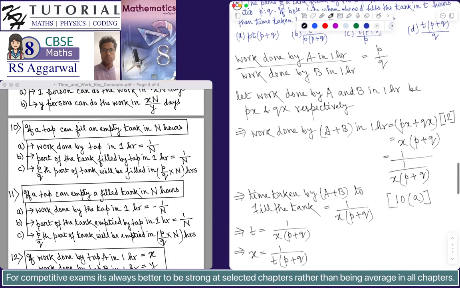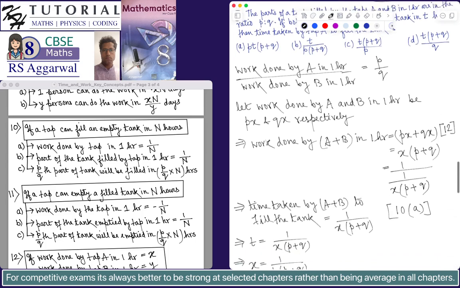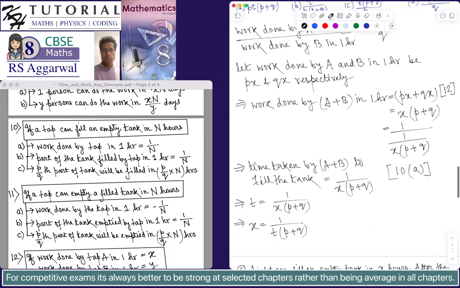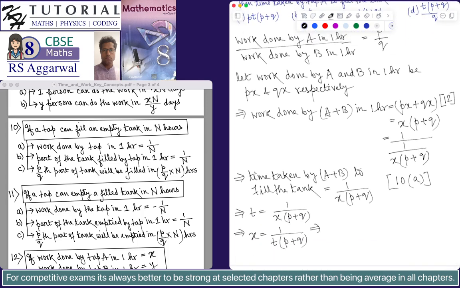Then the question is asking the time taken by tap A to fill the tank. So from the value of x we can say that the work done by A, that is tap A, in 1 hour, we have assumed that the work done by A and B in 1 hour will be Px and Qx. So this will be P multiplied by x. So this will be P by T into P plus Q. So work done by A in 1 hour will be Px, where x is 1 by T into P plus Q. So Px will be P by T into P plus Q.